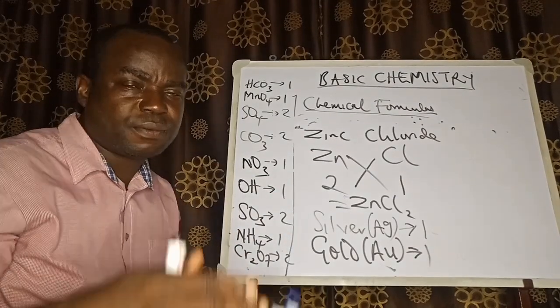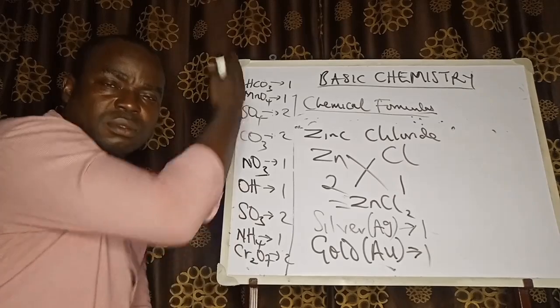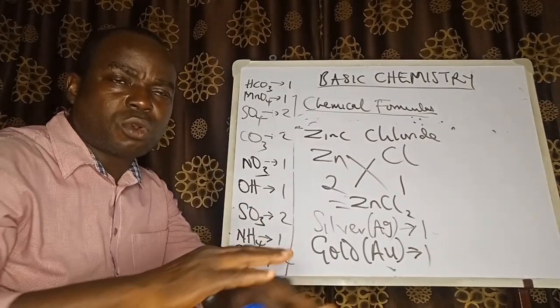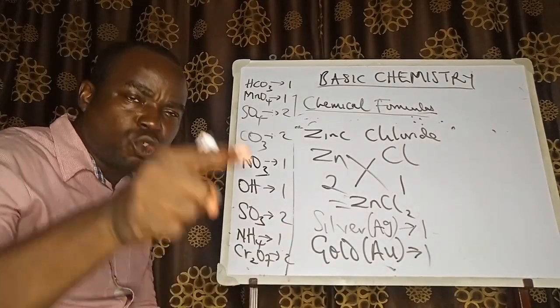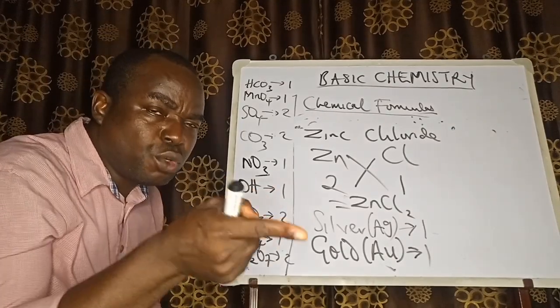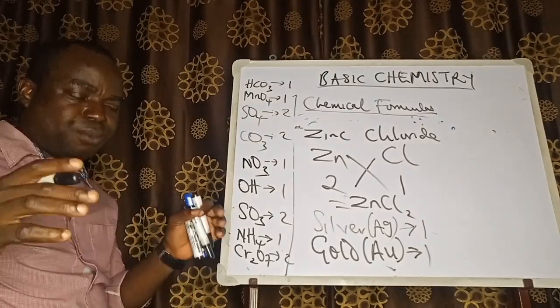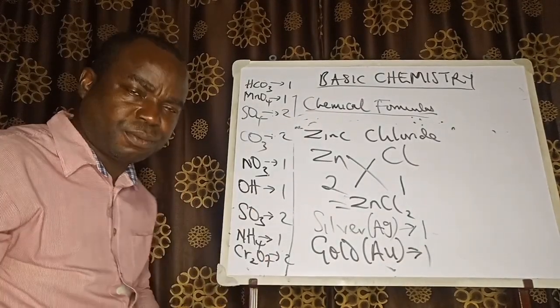Are we good? Now, what you have learned in this video is how to write chemical formulas by exchange of what? Valencies. So work with this. Any compound you are given to write a chemical formula for, make sure you switch the valencies. But before you do that, make sure you reduce the valencies to the lowest terms. Very, very important.